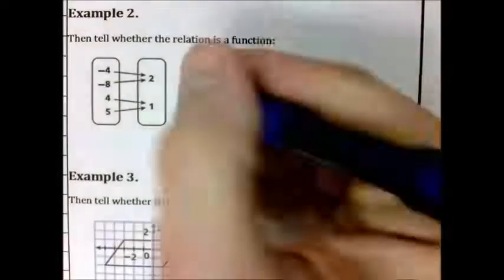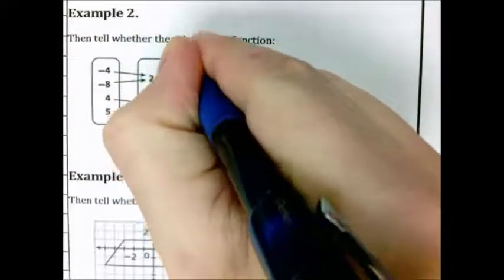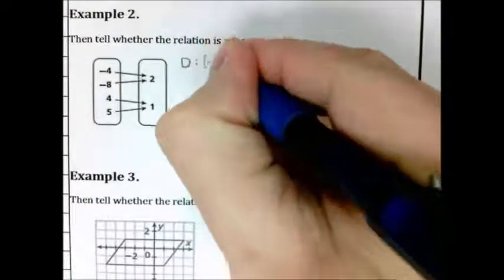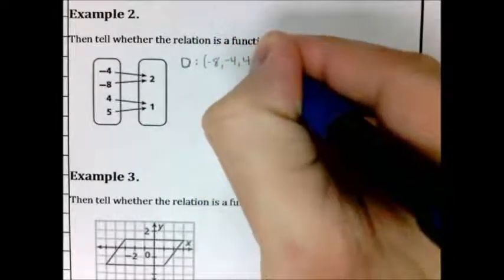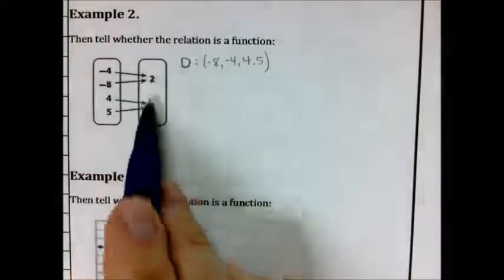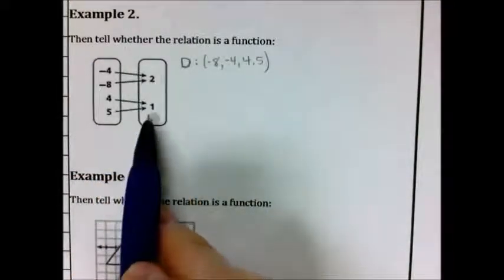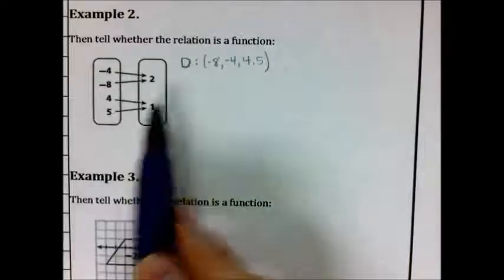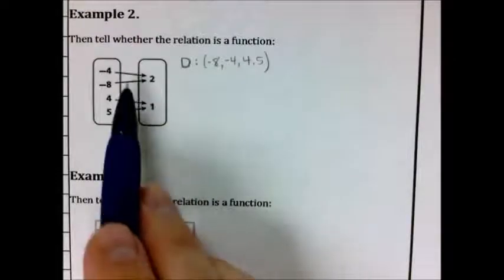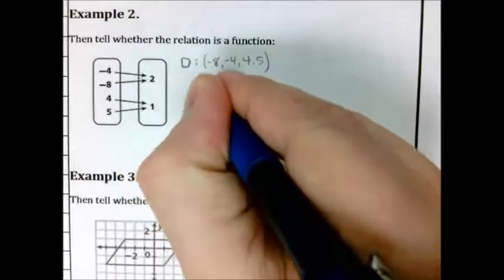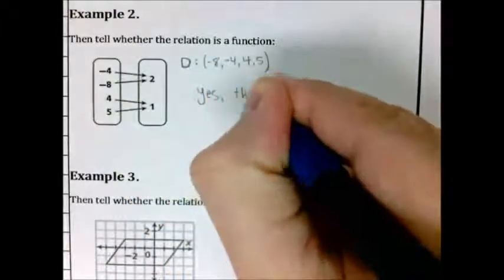All right, example 2, we're going to do the same thing. We're going to find the domains of all of these numbers. And remember, I like to order them from least to greatest. So we've got -8, -4, 4, and 5. Even though it goes to the same y values, 2 and 1, even though those are shared, all of these x values are different. They can share the same y value, but all of the x values are different. That means that this is a function.